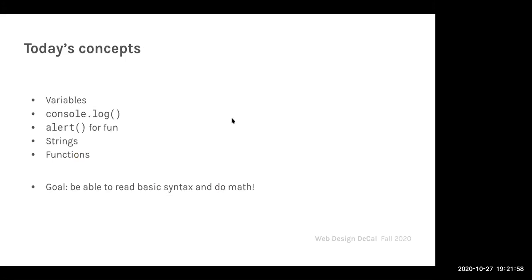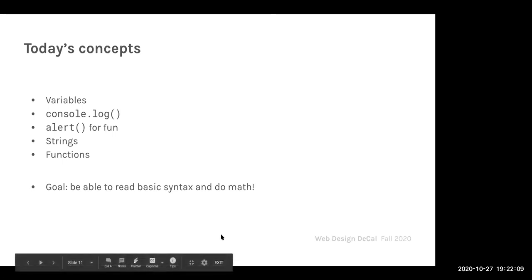So today's concepts, we're going to be going over what variables are, how to use the console.log to print stuff out into the console, and the alert, as well as strings and functions. Our overall goal today is to be able to read basic JavaScript syntax and do a little bit of math.